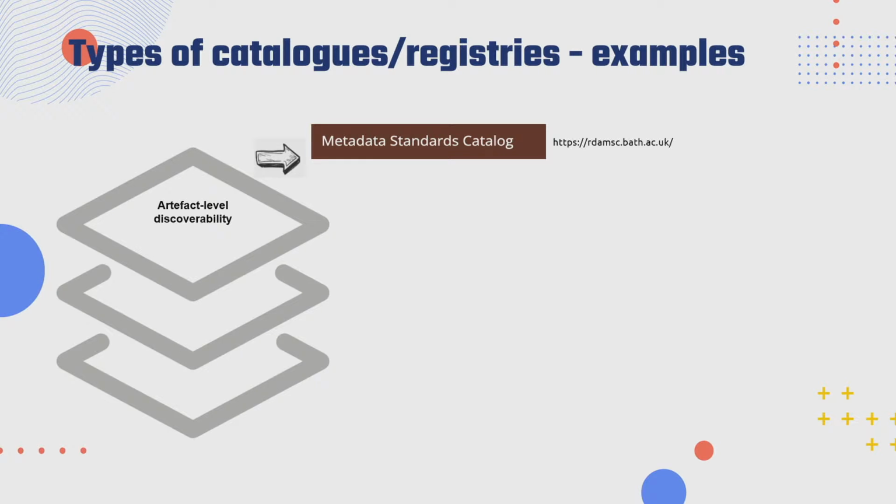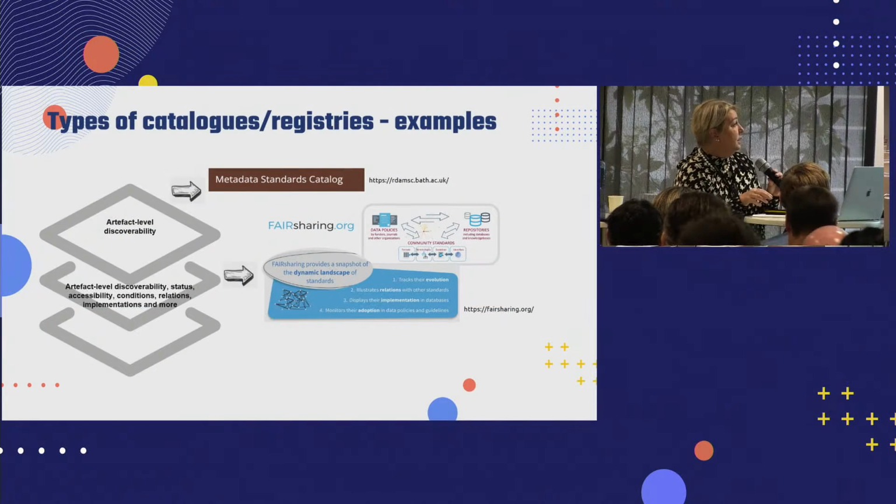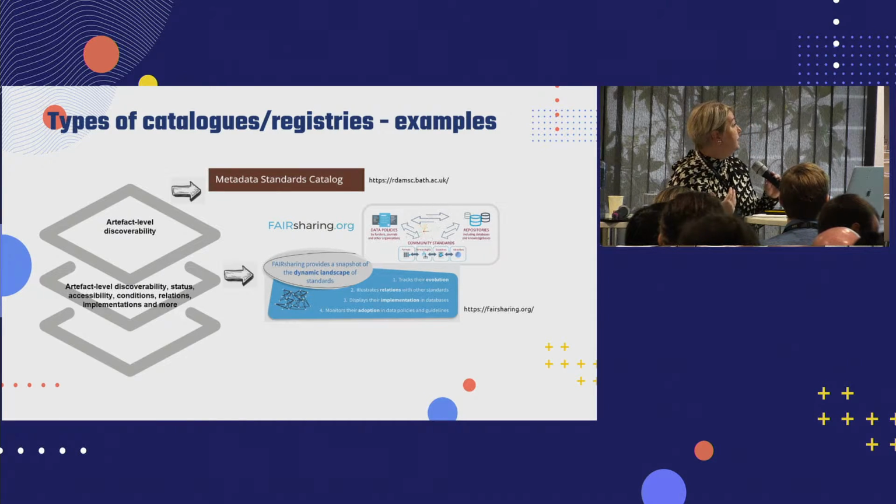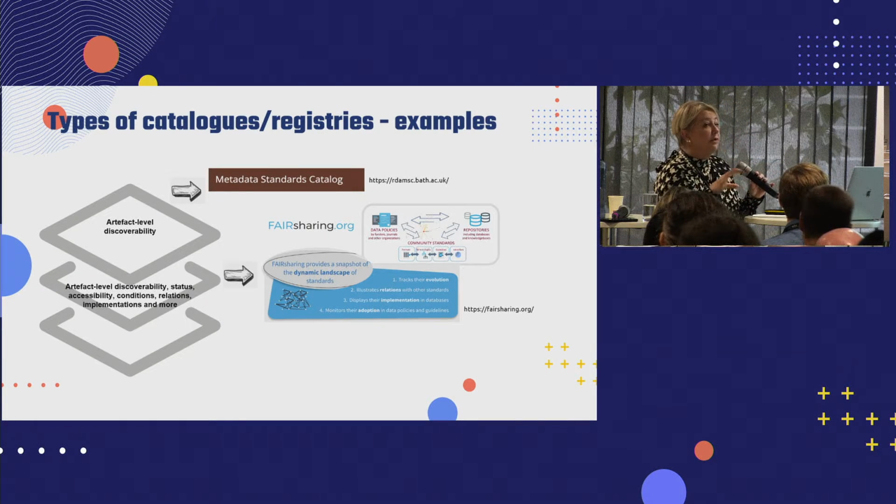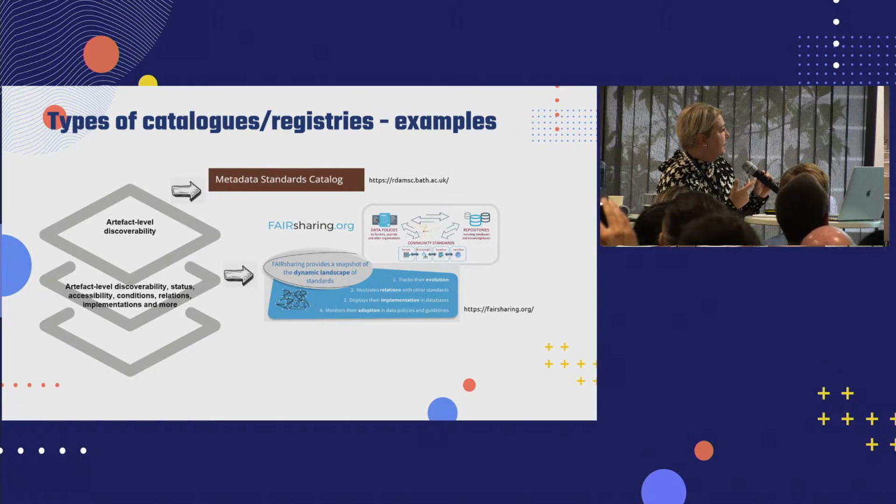But then we have resources, for example, like for sharing, also part of the RDA, which goes deeper because it doesn't really just allow discoverability, but also allows accessibility, explains conditions, status, relation of the different semantic artifacts and other types of standards, like syntax standards, for example. So it offers more functionality, goes deeper, although it's broader, it's not just for semantic artifacts.